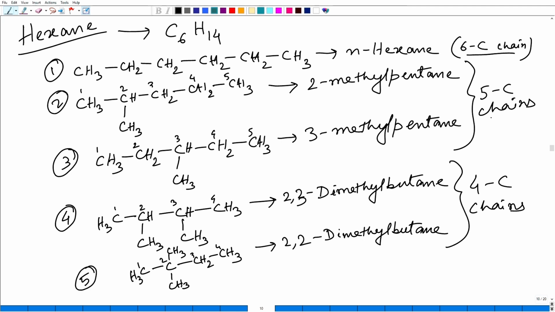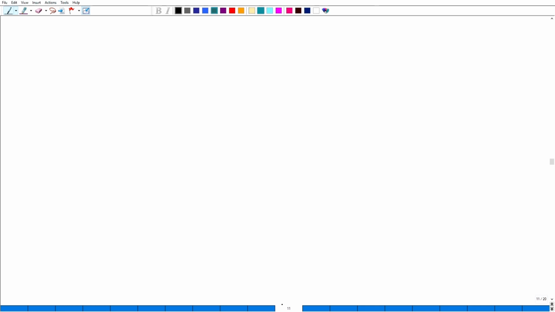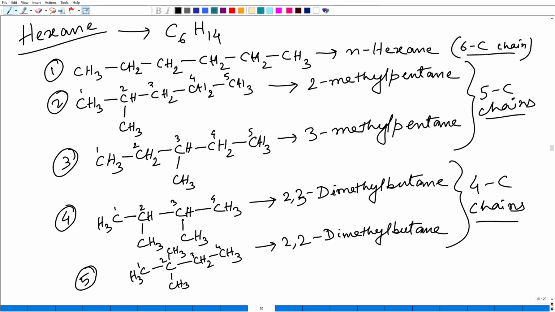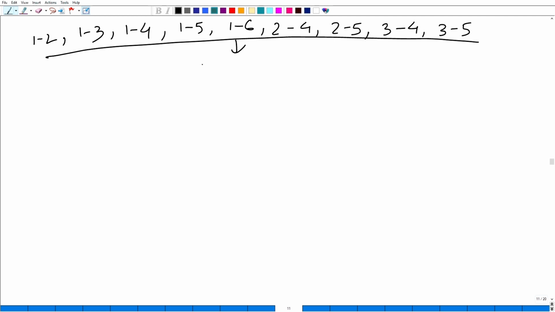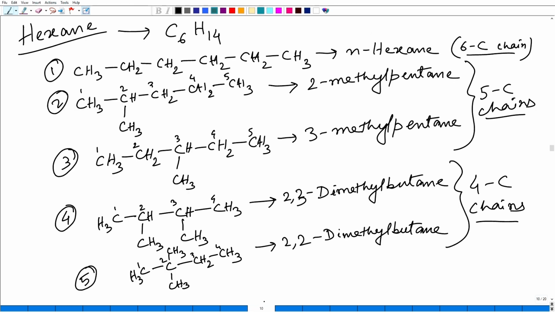One has 6 carbon chain, one has 5 carbon chain, 2 has 5 carbon chains and 2 have 4 carbon chains. So, we can say that 1, 2, 1, 3, 1, 4, 1, 5, 1, 6, according to the chain length, so also 2, 4, 2, 5, 3, 4, 3, 5, all of these are chain isomers. Because the difference in these two compounds in each case is in the length of the chain. So, these are chain isomers, we know that.